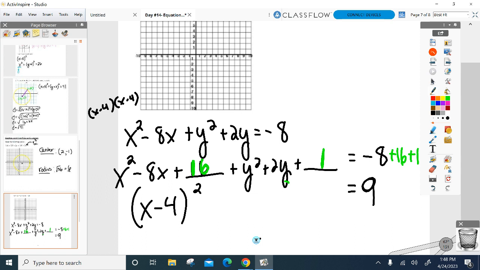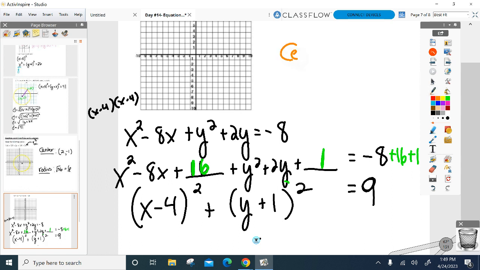Okay, here we go. Now this is starting to look pretty familiar, isn't it? Let's do it again for the y's. Two numbers that multiply to 1 but add to 2. 1 and 1. Fancy way of writing it: y plus 1 squared. And look what we have in front of us. Center-radius form by completing the square.